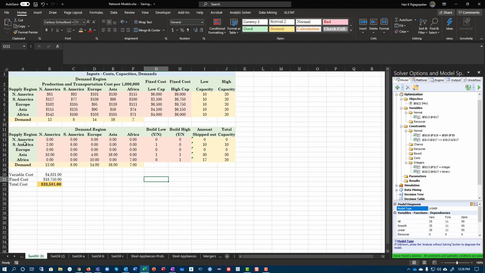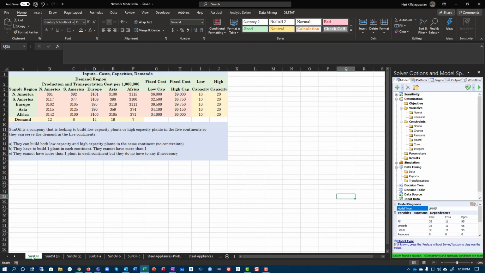And this would be your solution where you are not building anything in North America. You're building one low capacity factory in South America, one low and one high in Asia, and one in Africa, and you're meeting all the demand shipping from these places. Okay? So with this, we'll look at the second part to this question.